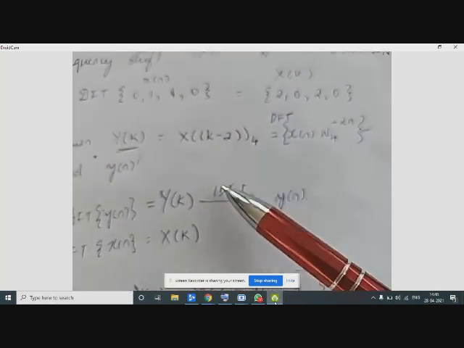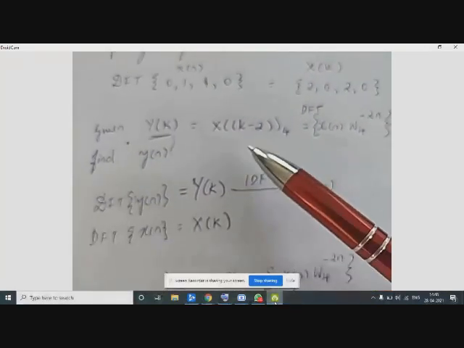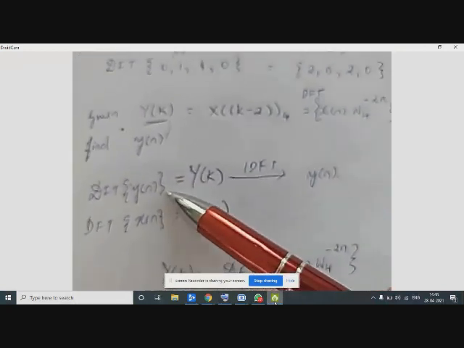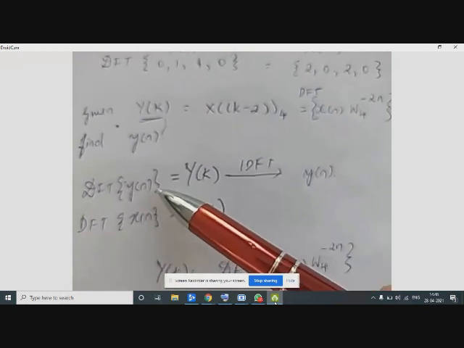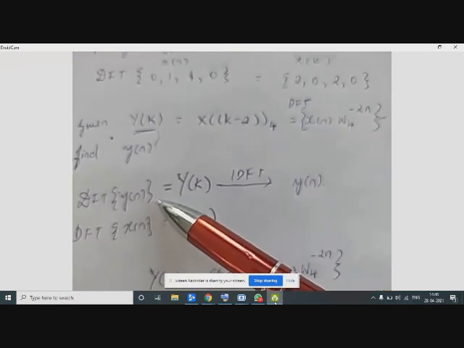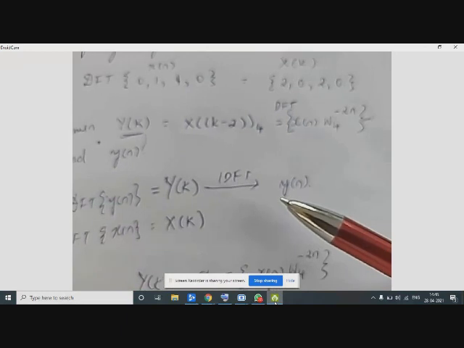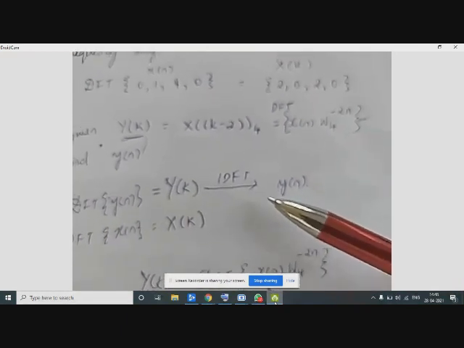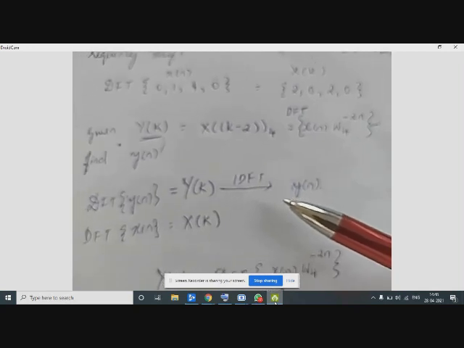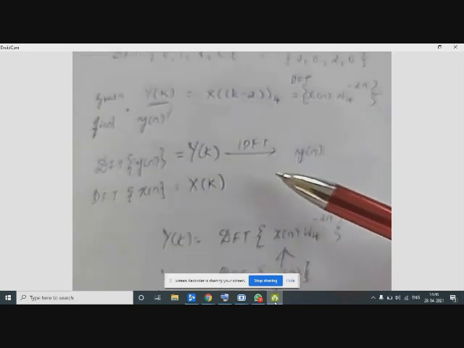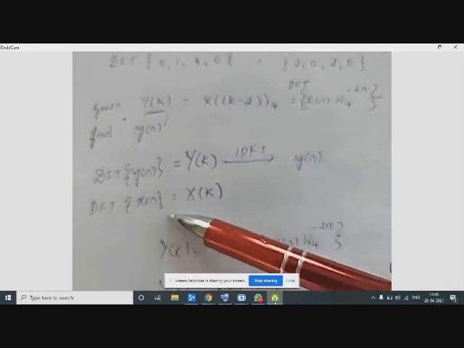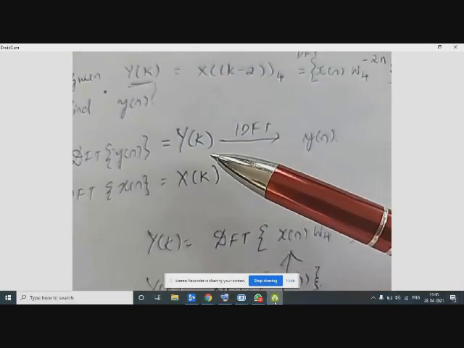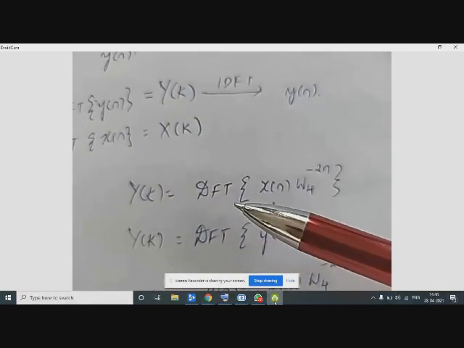Is it not? If they have asked you to find y of n, how will you get y of n? Y of k is DFT of y of n. So if you want y of n, what is one way to do it? You must find the IDFT, the inverse discrete Fourier transform. But you are not going to find the IDFT here. You are going to use the property and solve the problem. So how will you solve it? If the DFT of x of n is x of k and DFT of y of n is y of k, then you can write like this.